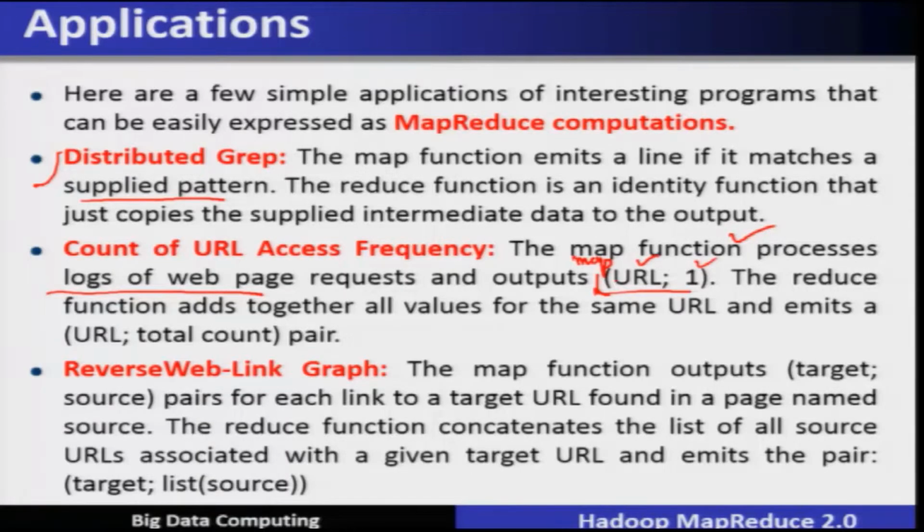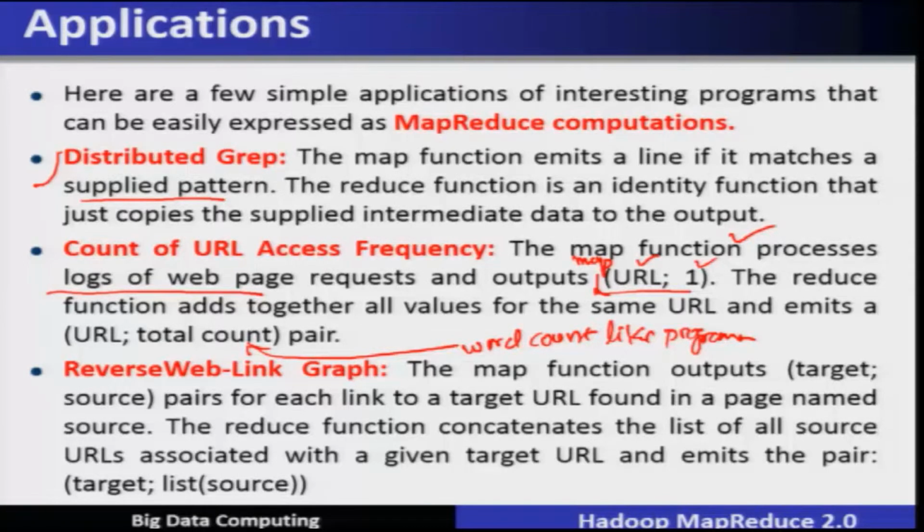Now the reduce function will collect all the URLs, that is, group by key, and do the summation of how many ones there are. It just has to do a count. So it is just like a word count program, an extension of word count, which will find out the URL access frequency. That means how many times a URL is referred to in a particular log file.